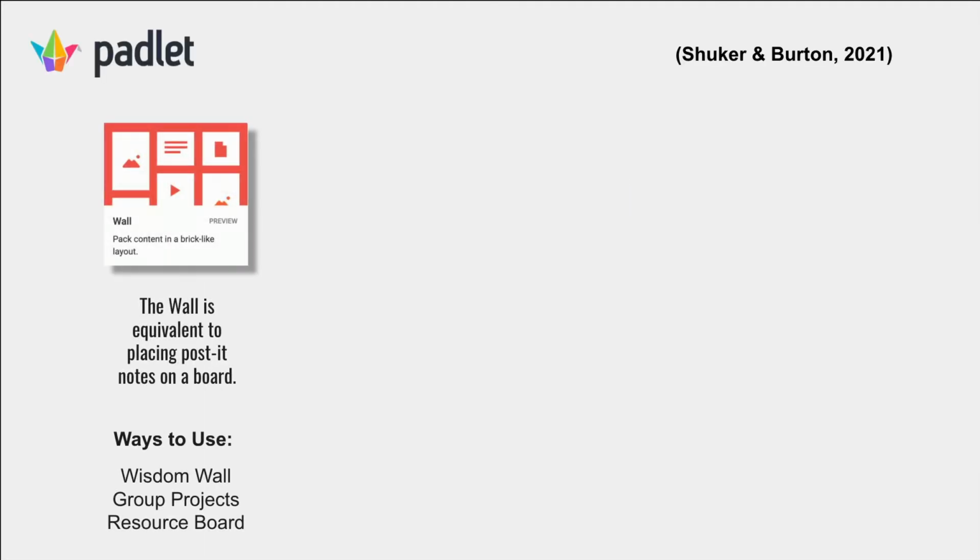The first way you can set up a Padlet is called a wall. Now the wall is, think about it, like the equivalent of placing Post-it notes on a board. Now, one way to use this is you can create a wisdom wall where you have students, at the end of a class, give information about what it was like to be in the class itself, a little bit about their experience. Then that wall can be shared with future students, so that they get a sense of how they're feeling at the start, and also where they're going to be at the end, and that they're not alone, that other students also went through that same sort of process.